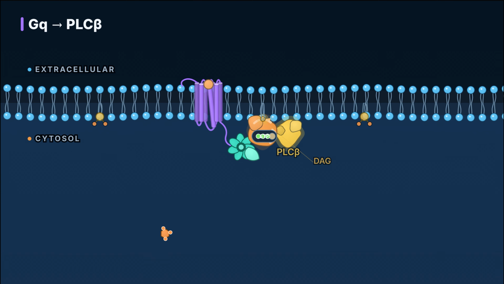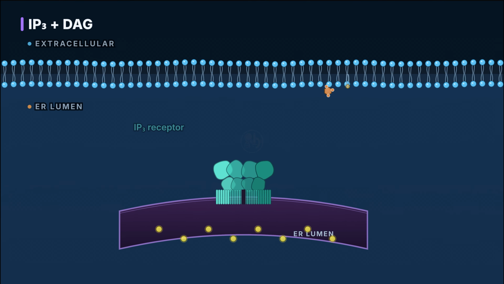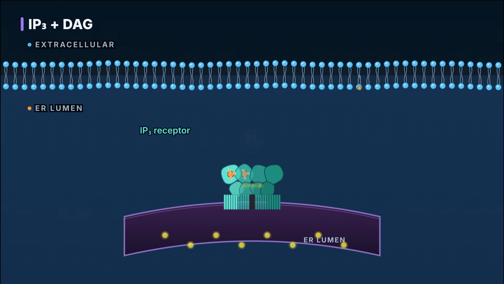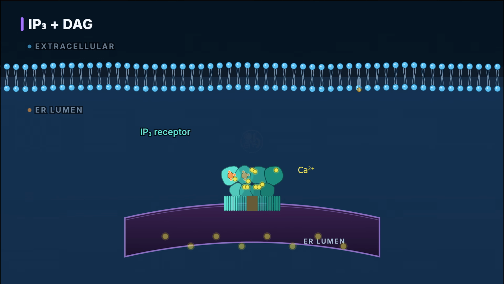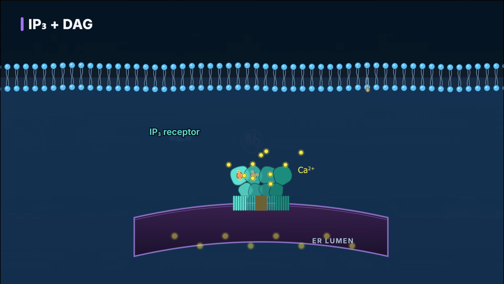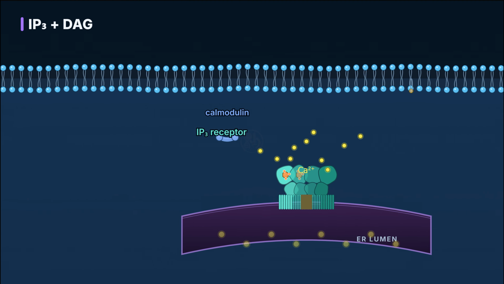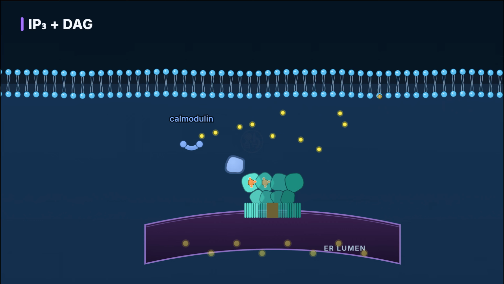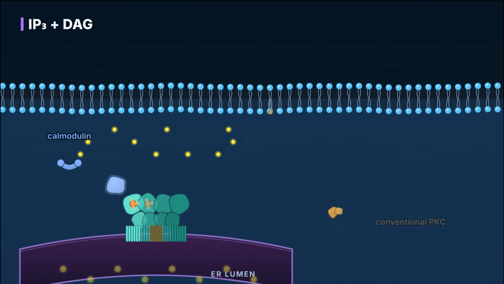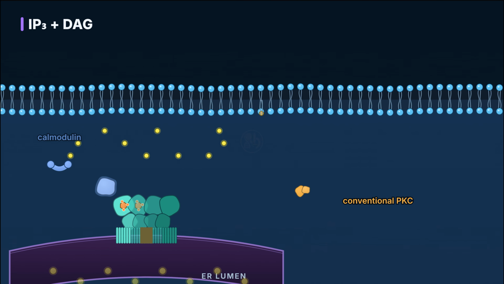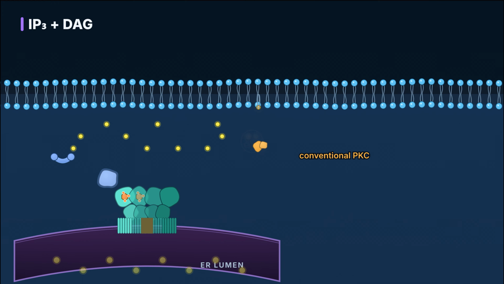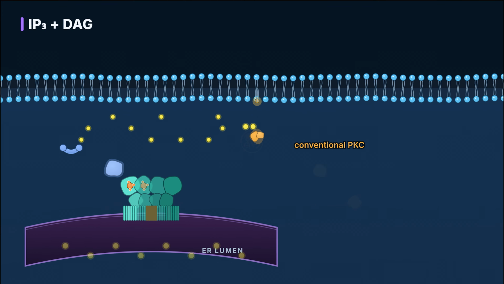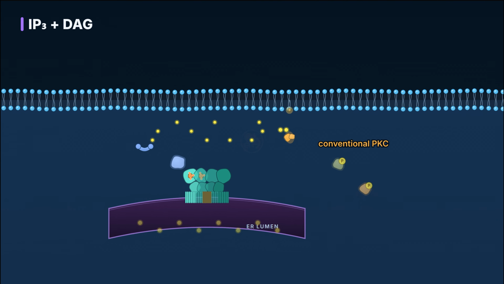IP₃ binds IP₃-gated calcium channels in the endoplasmic reticulum membrane. These channels open and calcium stored in the ER lumen flows into the cytosol. Cytosolic calcium can bind proteins such as calmodulin and trigger many responses. At the plasma membrane, DAG cooperates with calcium to recruit and activate conventional protein kinase C isoforms. Activated PKC phosphorylates target proteins on serine and threonine residues.